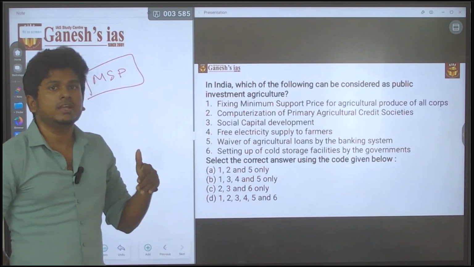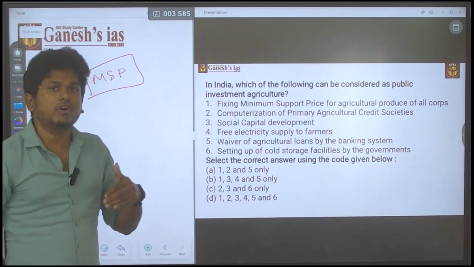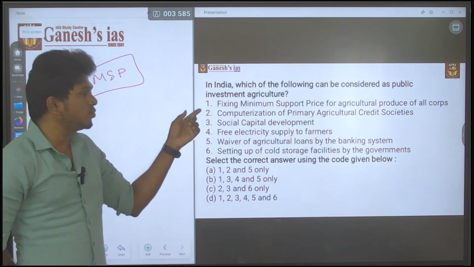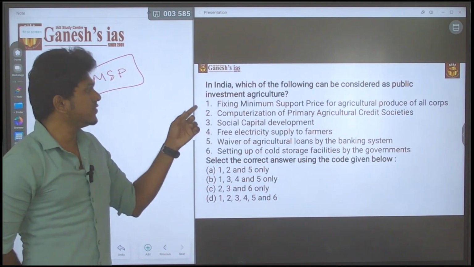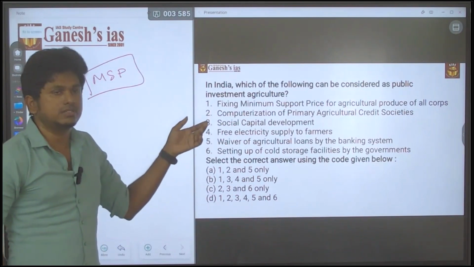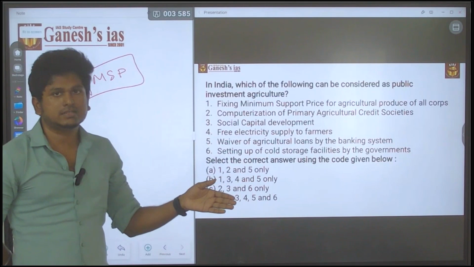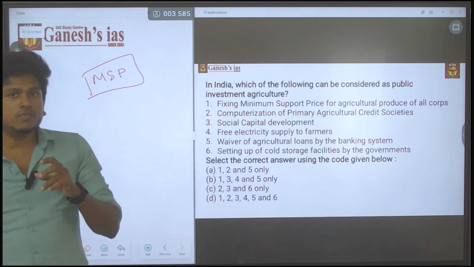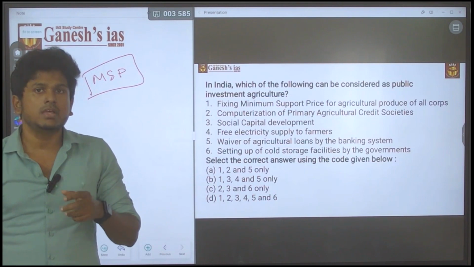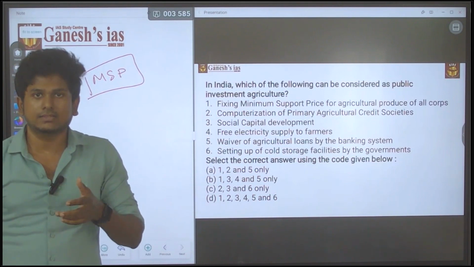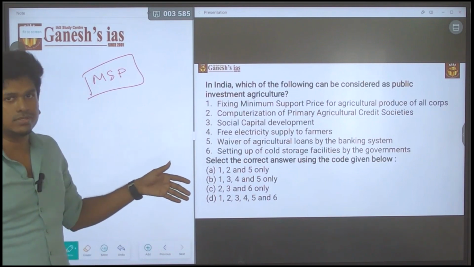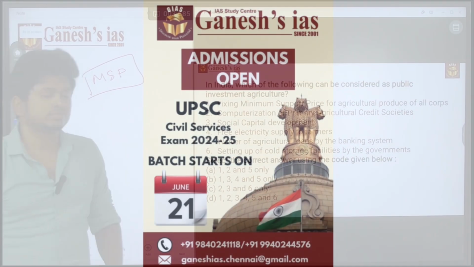If after declaring the price they go for procurement, then it is called public investment. But the statement is more specific. It says fixing MSP. So the first statement is wrong, and the answer is 2, 3, 6. Always try to find which statement is wrong. That is how you try to find the answer, and that is the best way to solve this kind of question. Okay, thank you.